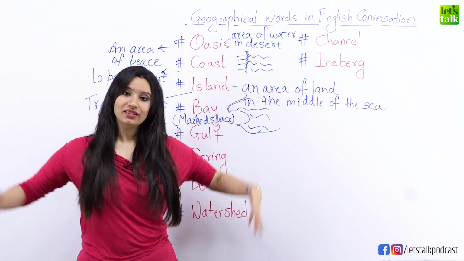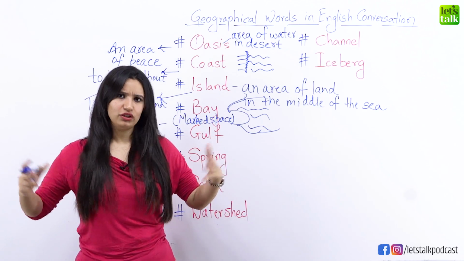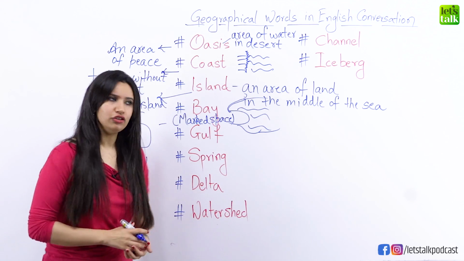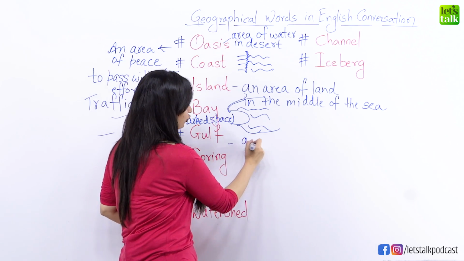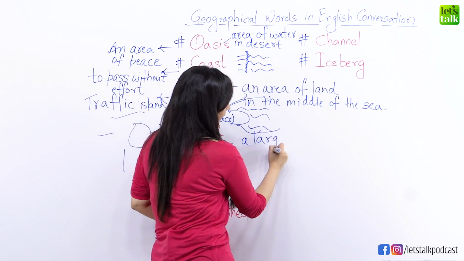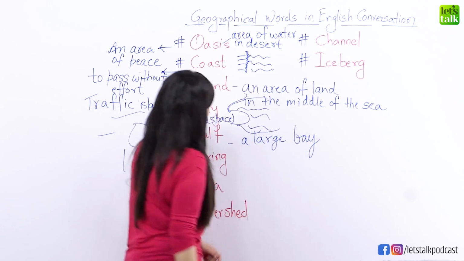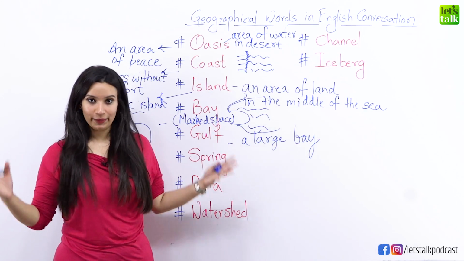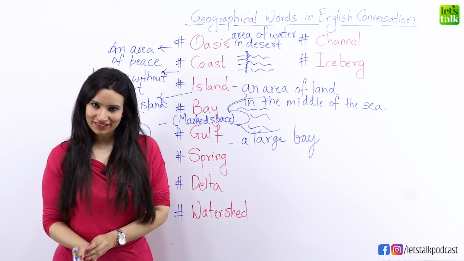The next word that we have with us is gulf. A gulf is a larger bay. It's nothing very challenging or very difficult to understand. Geographically, it is a large bay. So gulf is a large bay, nothing very difficult to understand.